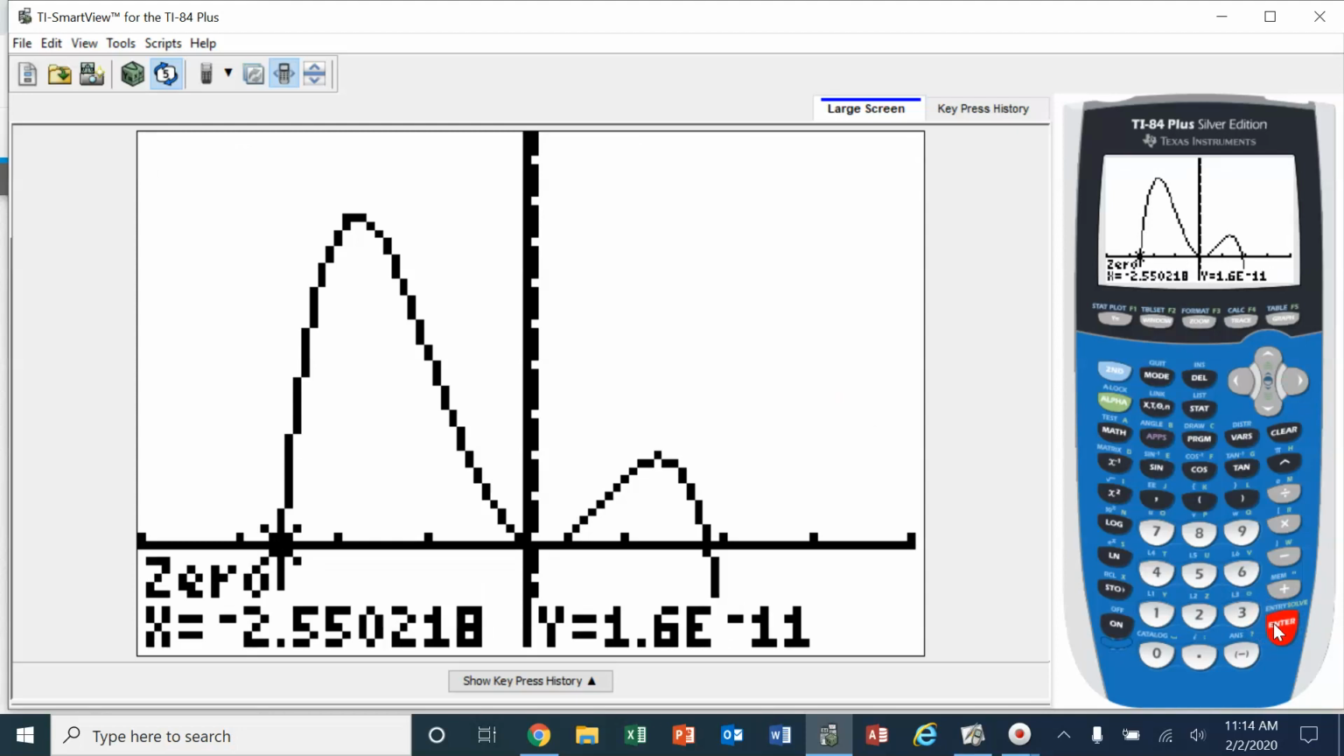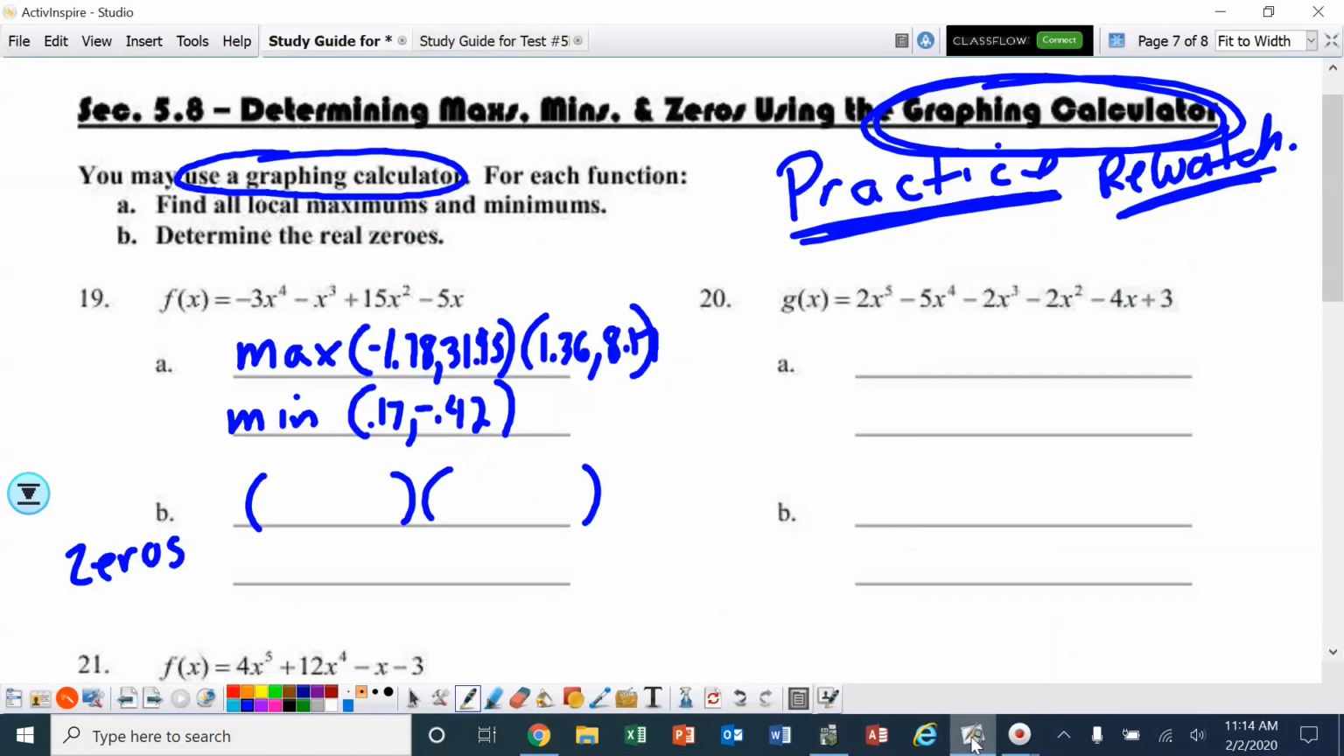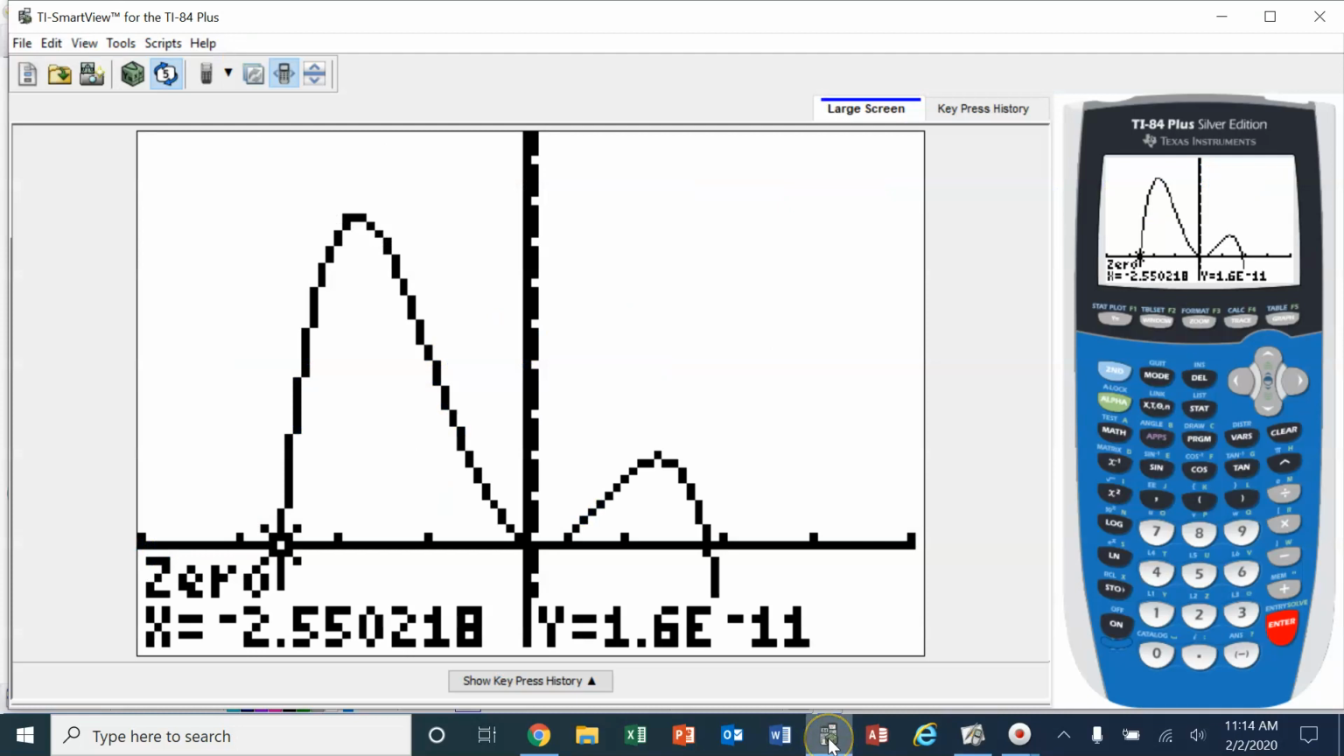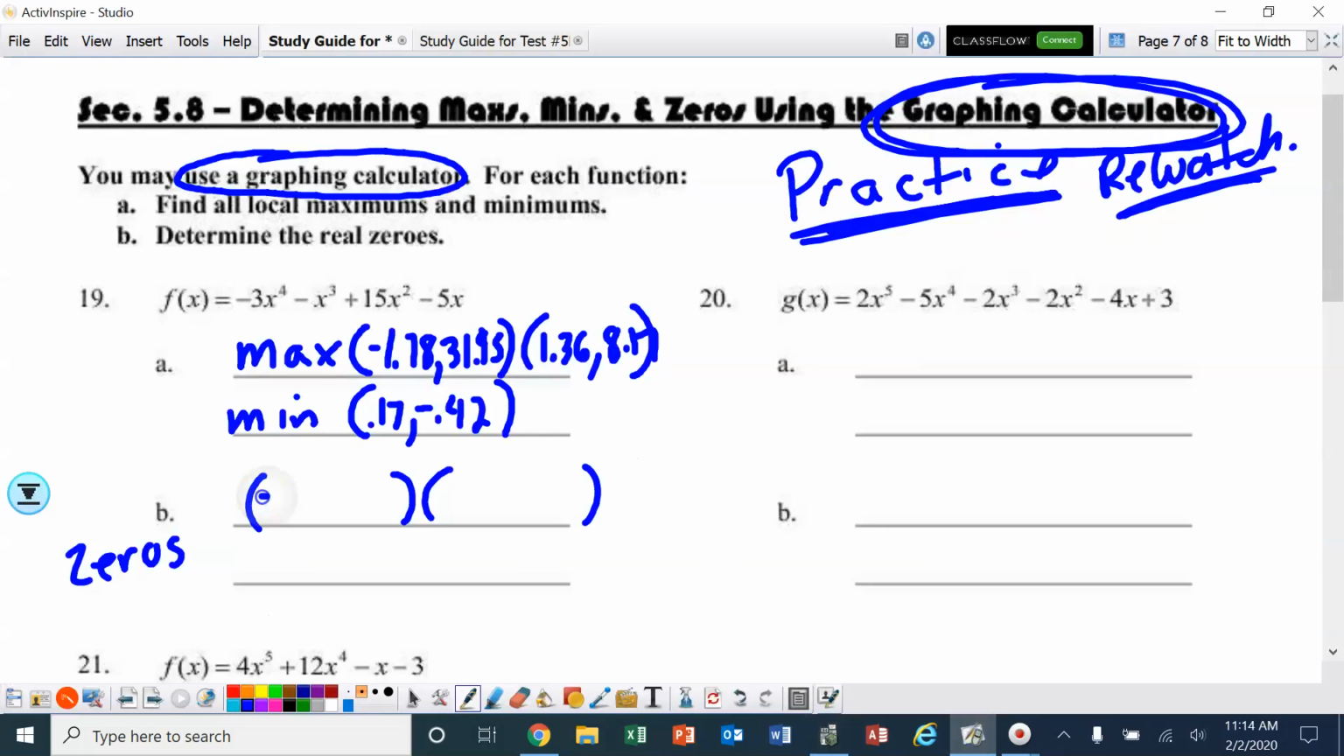Aha, there's one of my zeros. Now this 1.6e negative 11, folks, this thing right here, that's 0. Don't write that on your paper. That's 0. So let's see, look at it again. Negative 2.55.